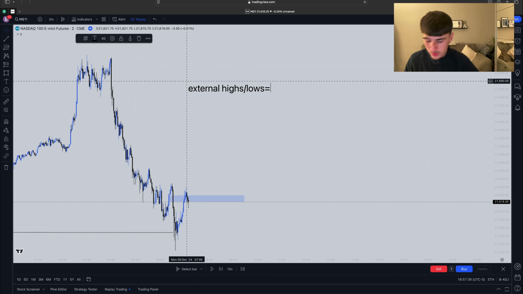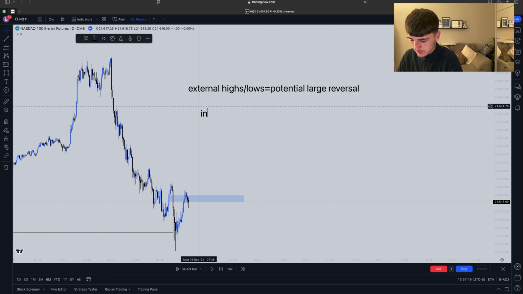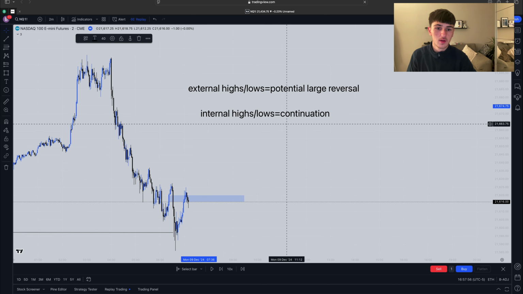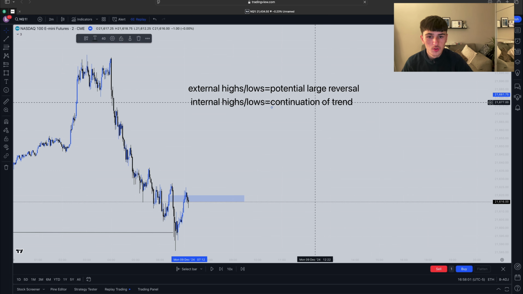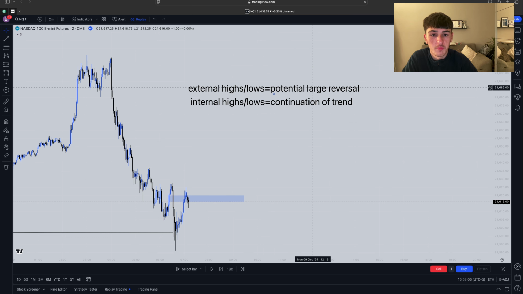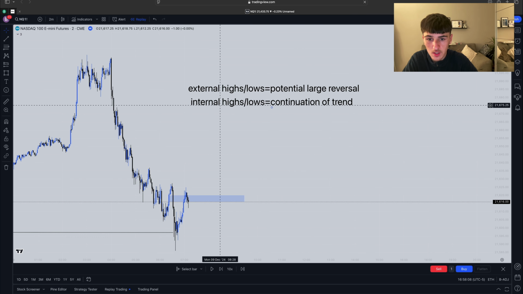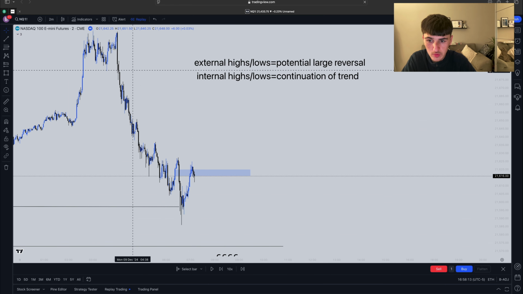External highs / lows equals potential large reversal. And for an internal highs / lows is a continuation of trend. Okay, once we see an external high or low get swept, that is indicating a sign of a potentially large reversal. When an internal high gets swept or a low, that is just a continuation of trend. So that's where we look for the overall trend to continue.